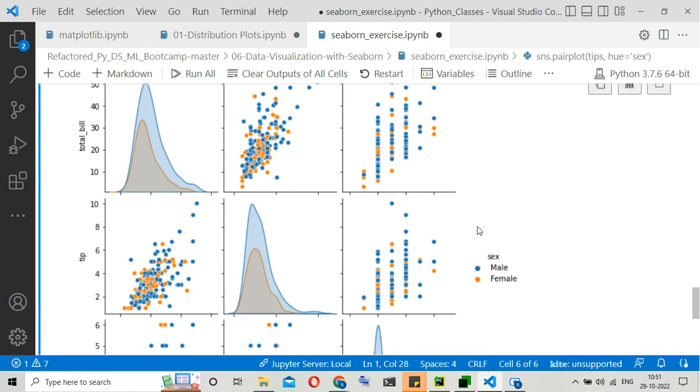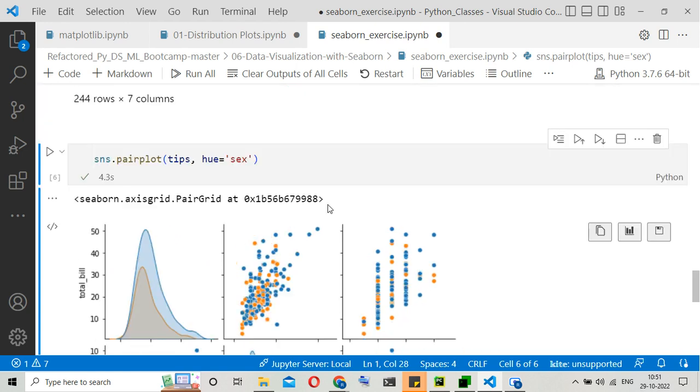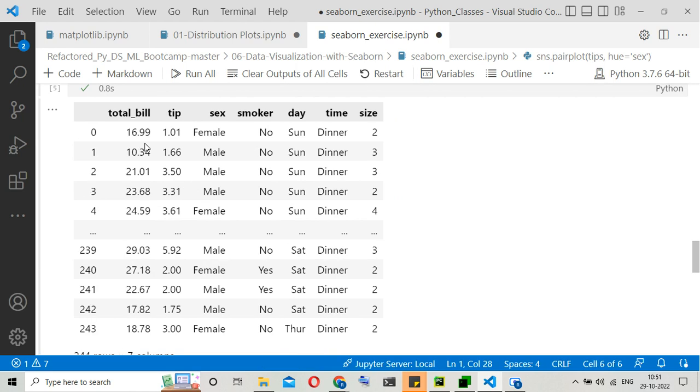In the command we didn't give much, right? We just gave it based on the sex. You have to modify it. But it takes all of these, because these are numerical values: total bill, tips, and size.